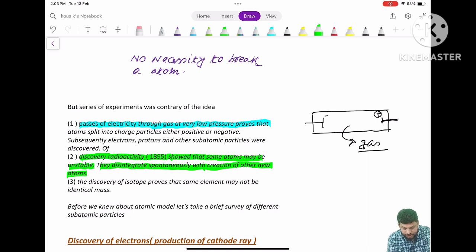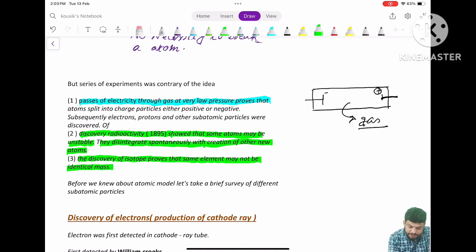And the last one is the discovery of isotopes. It proves that the same element may not be identical in mass. If we take the simple example of hydrogen, hydrogen has three isotopes: H-1, H-2 and H-3. They differ in mass, but they are all hydrogen. They have the same chemical properties. So the atoms of the same element can have different masses.